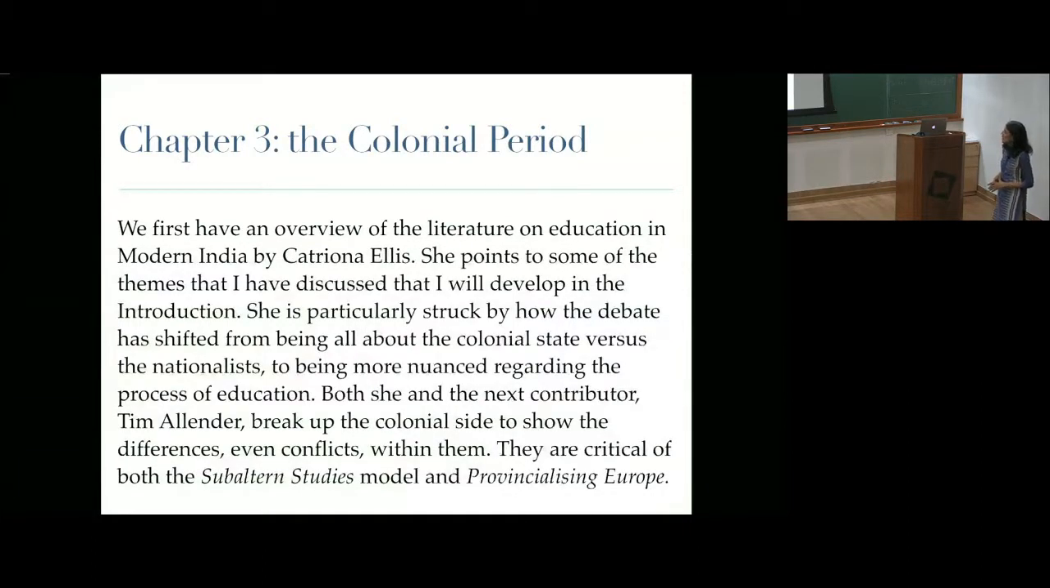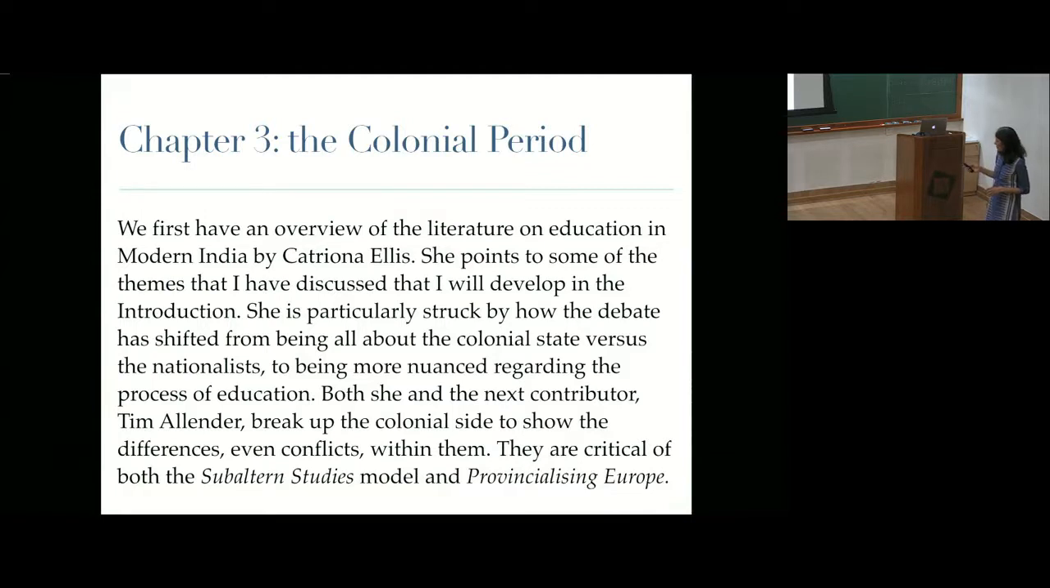This chapter, The Colonial Period, is written by Tim Allender as well as Catriona Ellis. So they have written two different chapters and they have two different takes on it, because this is not one narrative. Actually, there are four narratives within the colonial period, and we don't have anything on missionary education per se. That's fine. I can cover it in the introduction.